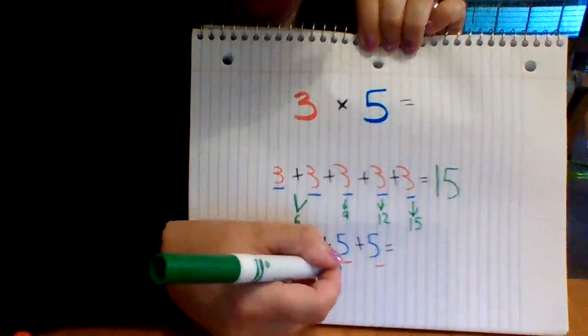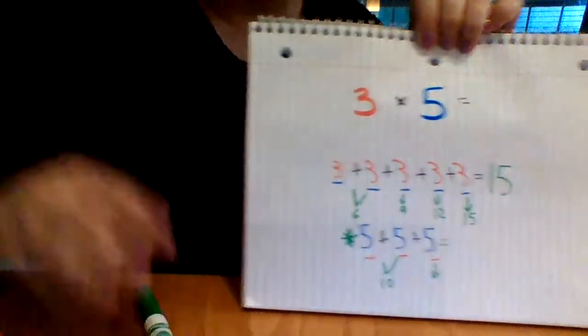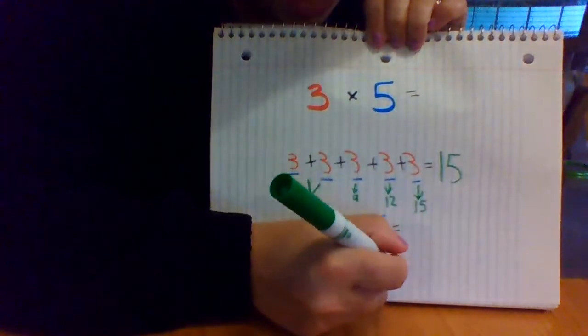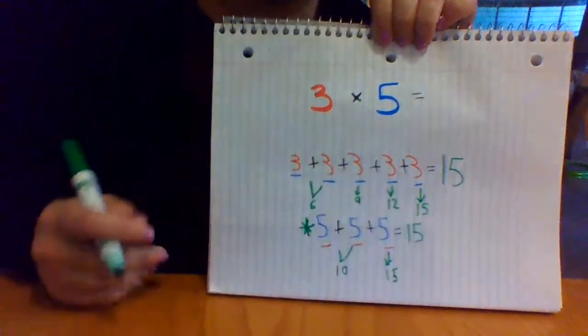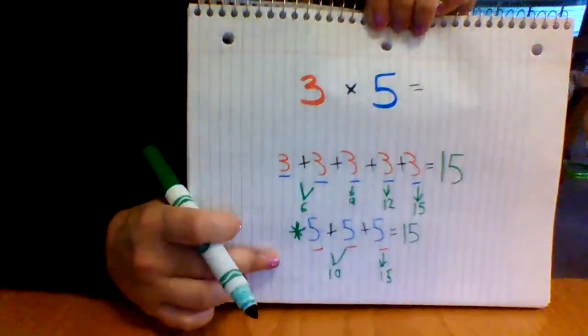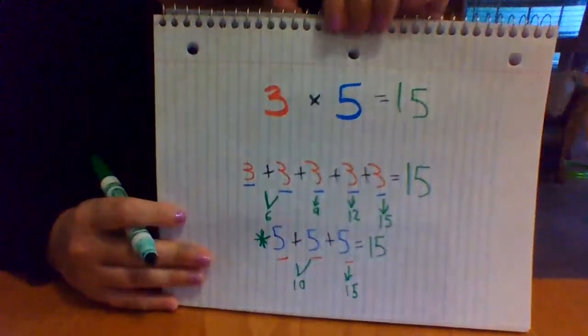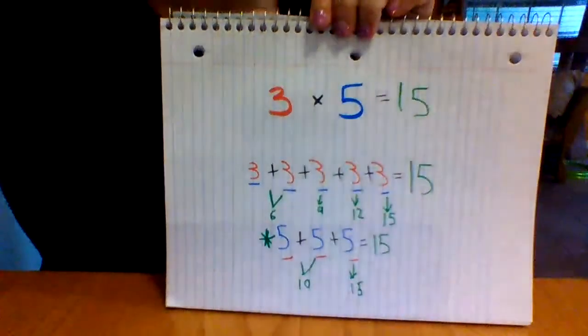5 plus 5, that's a double, makes 10. 10 plus 5 is 10, 11, 12, 13, 14, 15. I got 15 again, okay? I used 2 different repeated addition sentences, 1, 2, to help me check and see that 3 times 5 was 15, okay? And you can write whichever one is easier for you. Let's look at one more example of this.